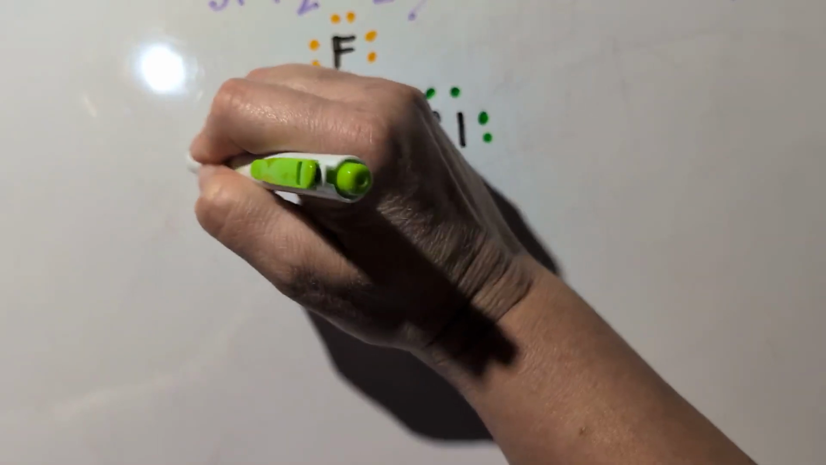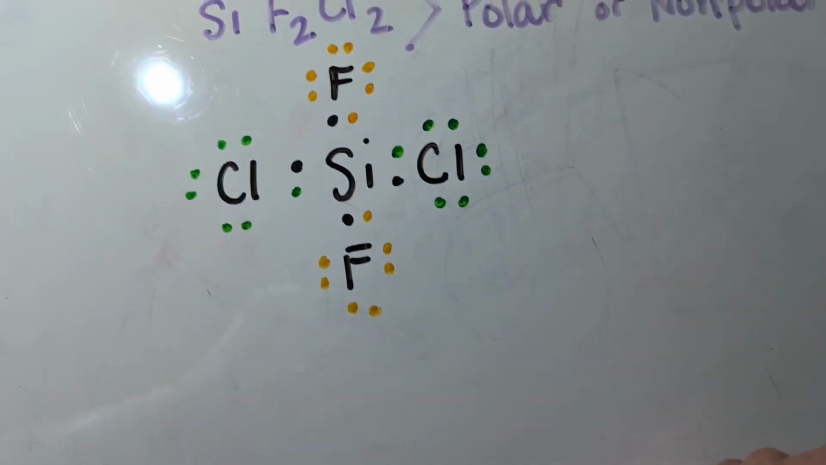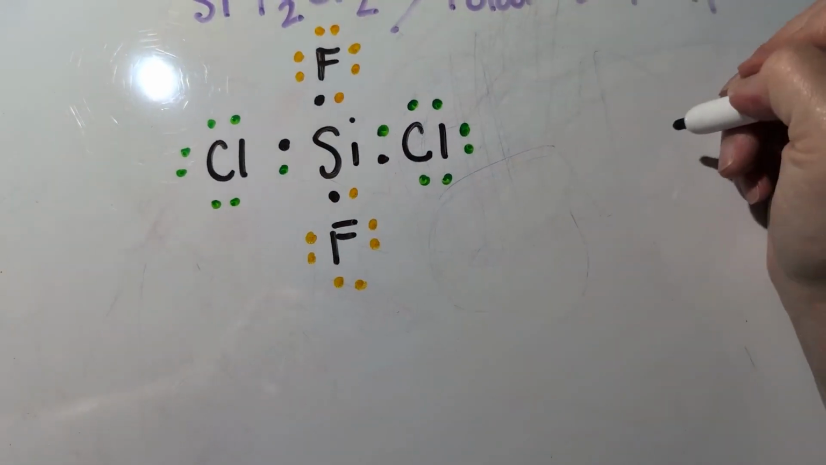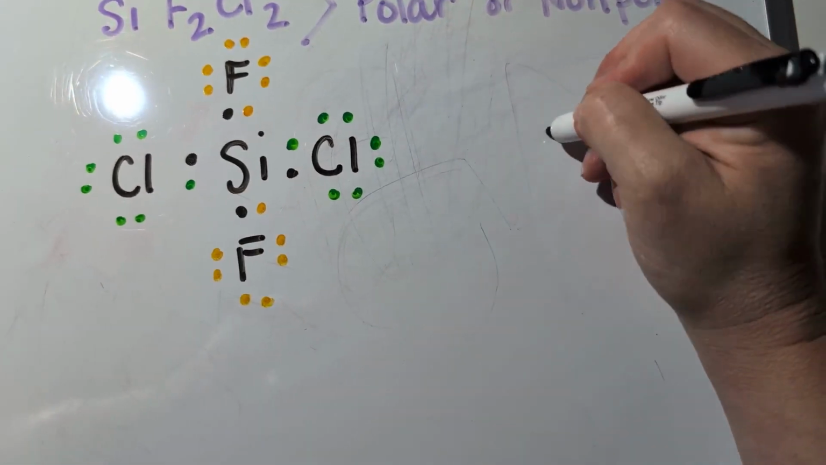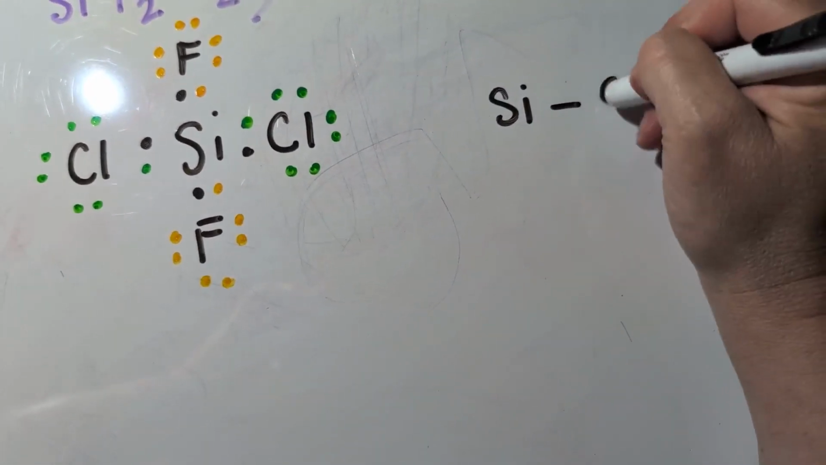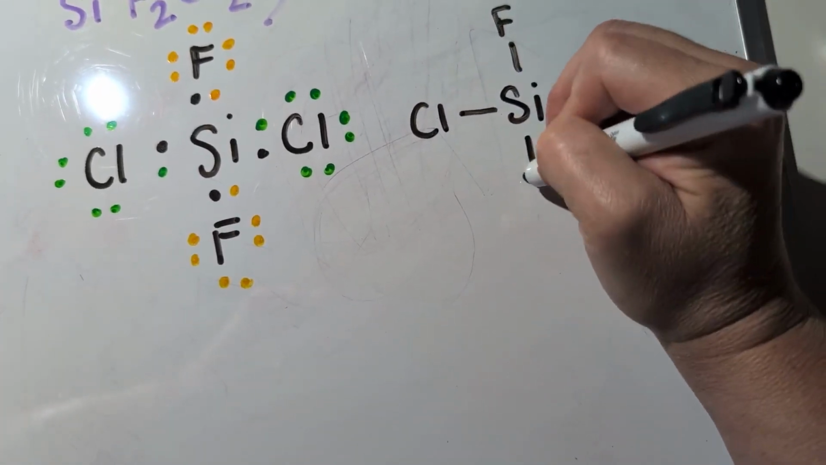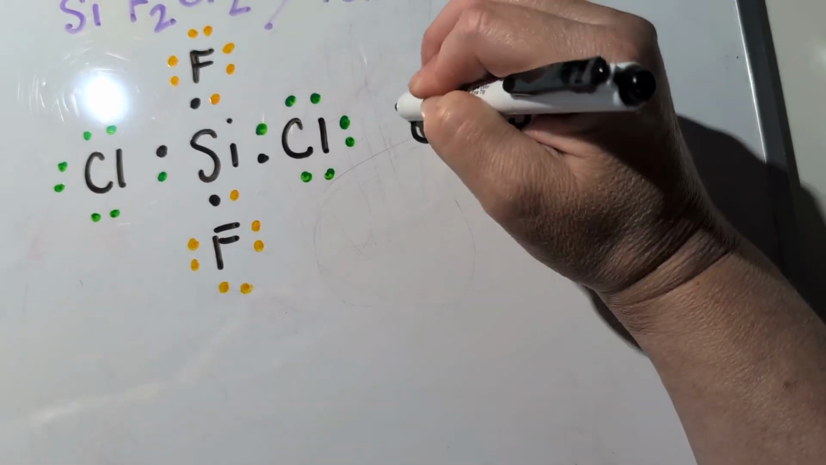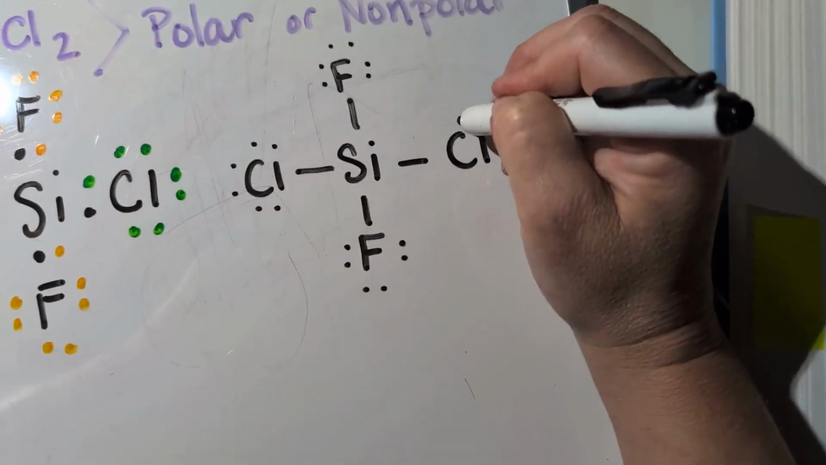I know I'm supposed to put them on one side at a time first and then go back and fill in, but I could see what was going to happen. So to redraw this Lewis structure, so it has the bonds drawn in. We would have Si, Cl, Cl, F, F, and then we could add all of our dots in. And I'm just going to add them all in black marker for simplicity.